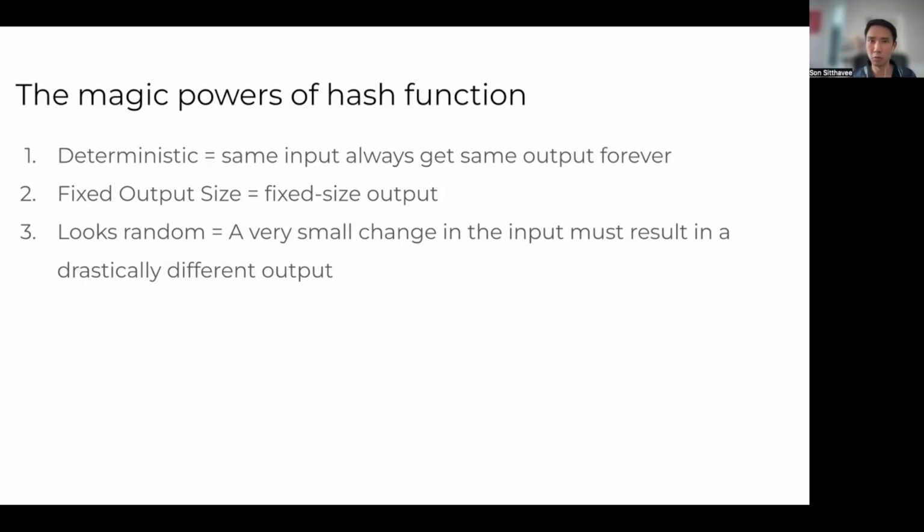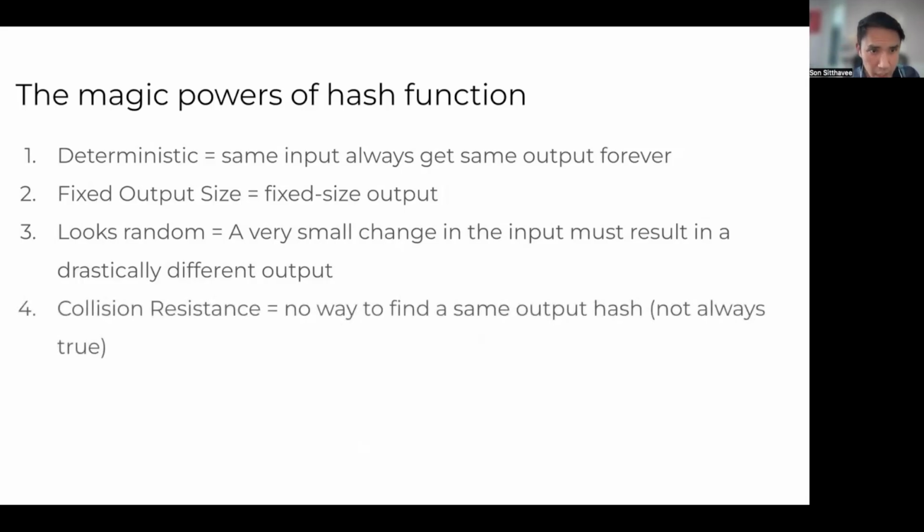And the last one is collision resistance. This one is pretty technical, but it says that there's no easy way to find the same output hash from a different input. That makes the hash function more secure and more useful.